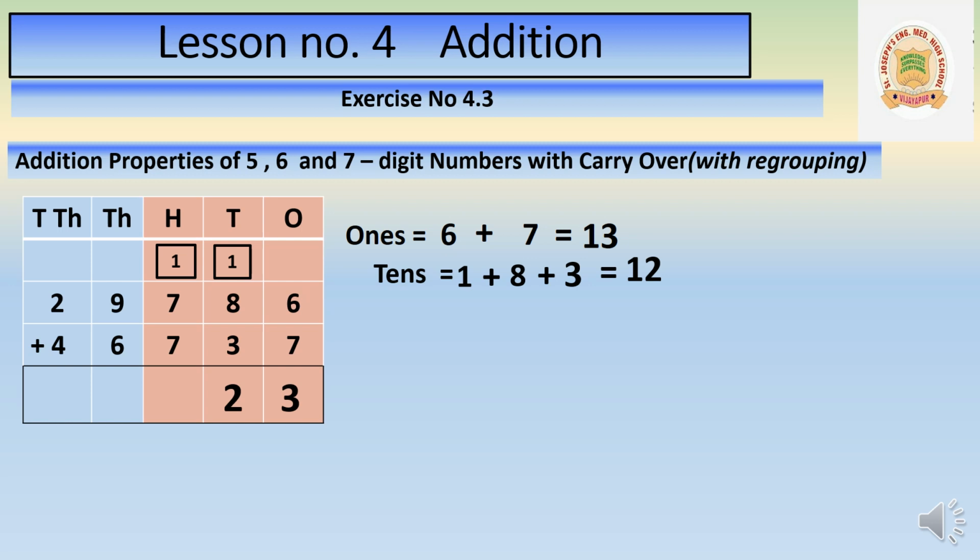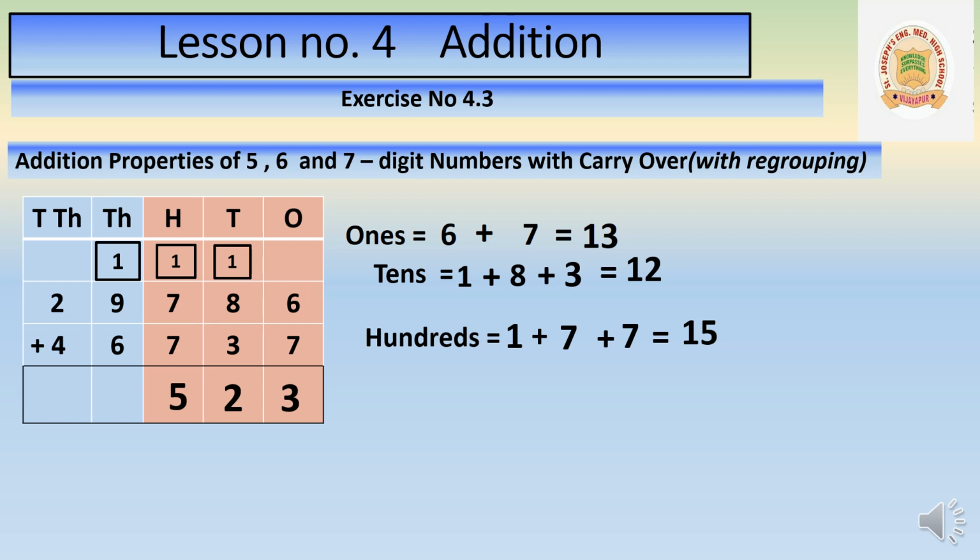Now we have to add the hundreds place numbers. In the hundreds place, we have 7 and 7. To this, we have to add the carry over. So 7 plus 7 is 14, plus 1 is 15. 5 we should write in the hundreds place and 1 we should carry to the thousands place.